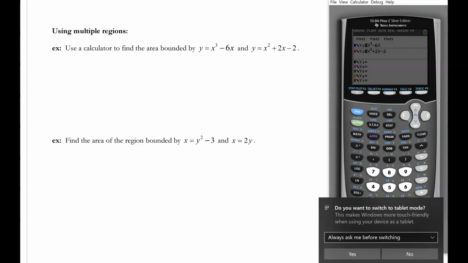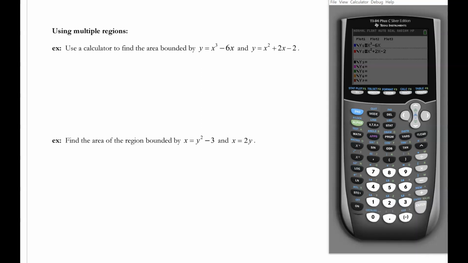All right, we're going to look at a couple of examples with multiple regions. So in your calculator, let's go ahead and plug in these first two functions. And when we hit graph, I'm just right now in the standard -10 to +10 window. If we take a look at the graph, there's the first function. There is x squared plus 2x minus 2.